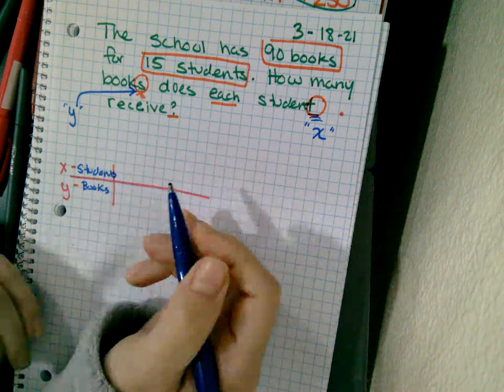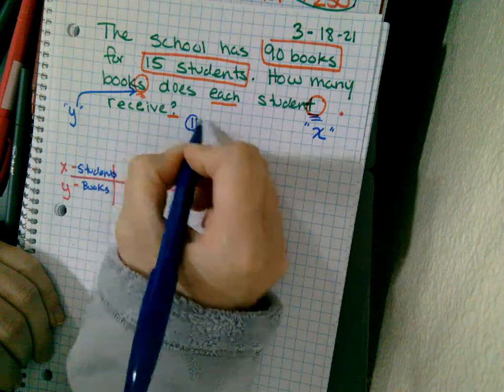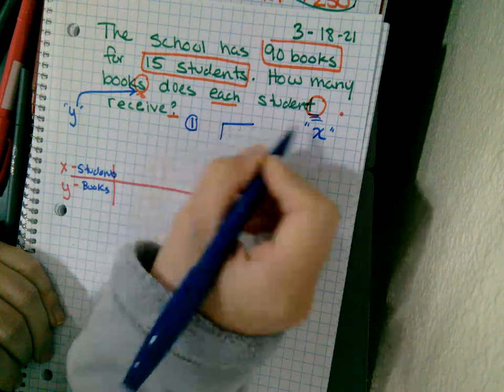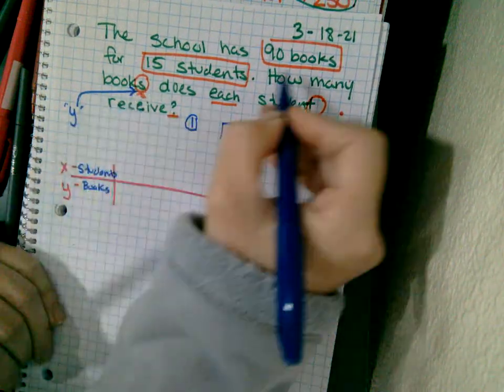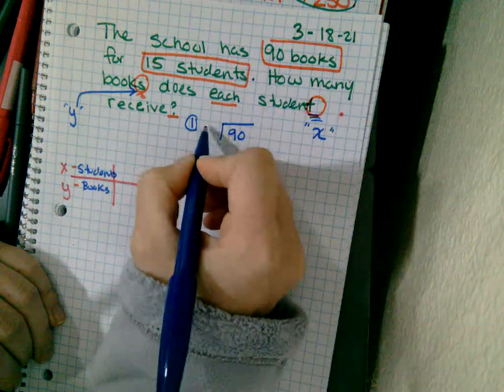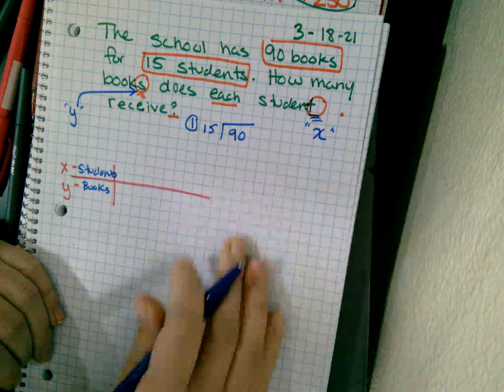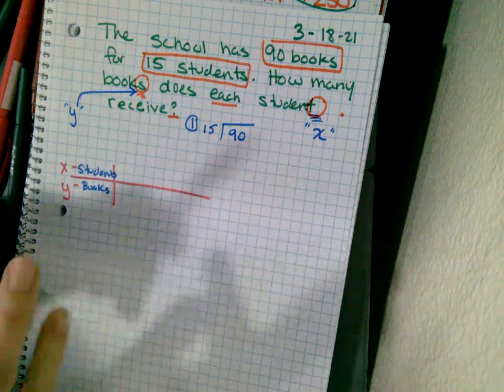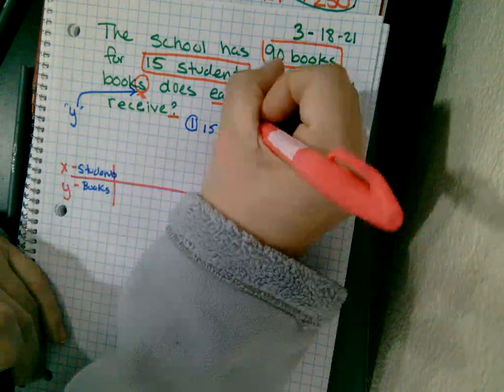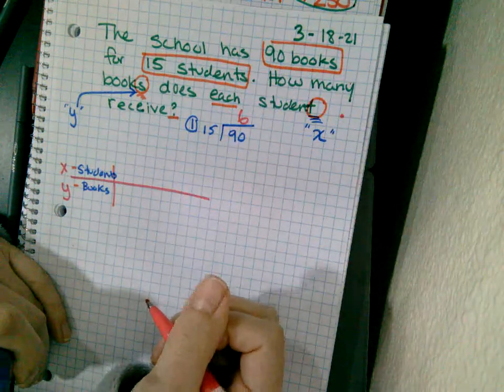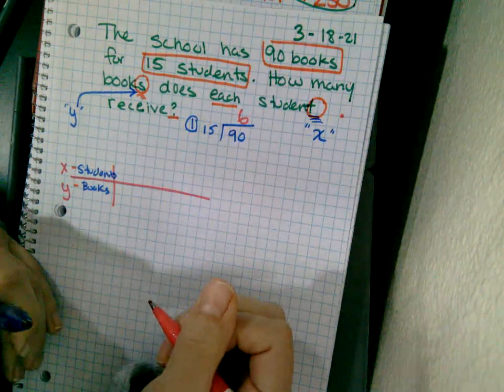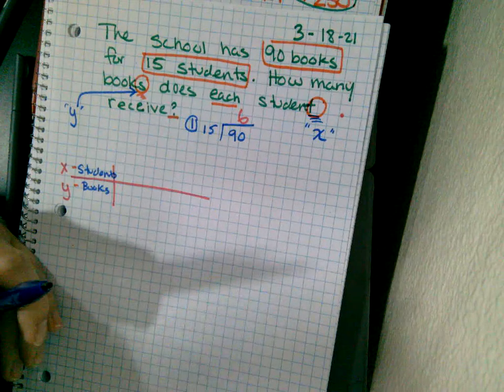Now, first step is to divide. You're going to put the Y inside. Y is books, so 90 goes inside. And the X, which is students, goes outside. What is 90 divided by 15? 6. 6 what? What does 6 represent? What did you just solve for? 6 what? Books. Yes. Books per student.